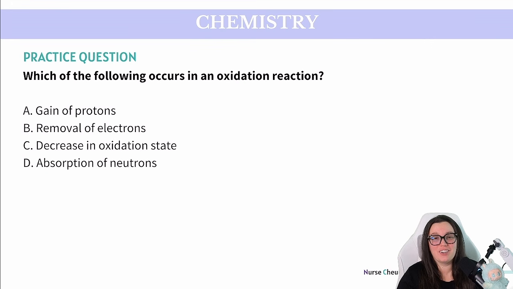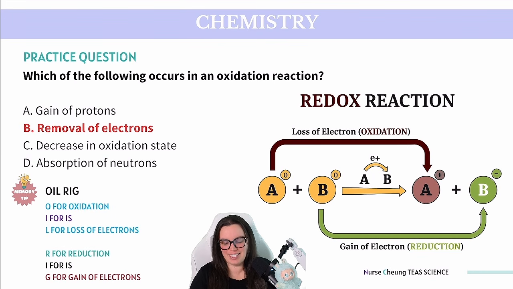Which of the following occurs in an oxidation reaction? Do we gain protons, remove electrons, decrease in oxidation state, or absorption of neutrons? And the correct answer for this is going to be B. It is the removal of electrons. So in redox reactions, there's two different kinds of reactions. Number one, we have an oxidation reaction and we have a reduction reaction.